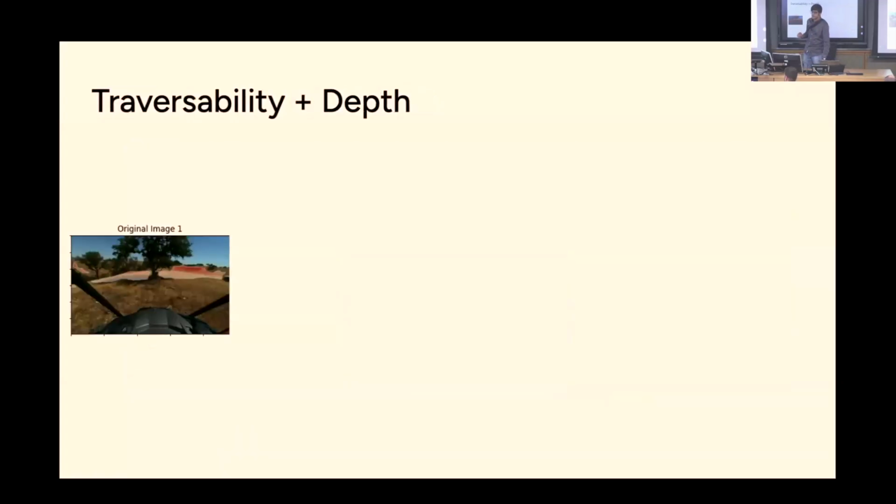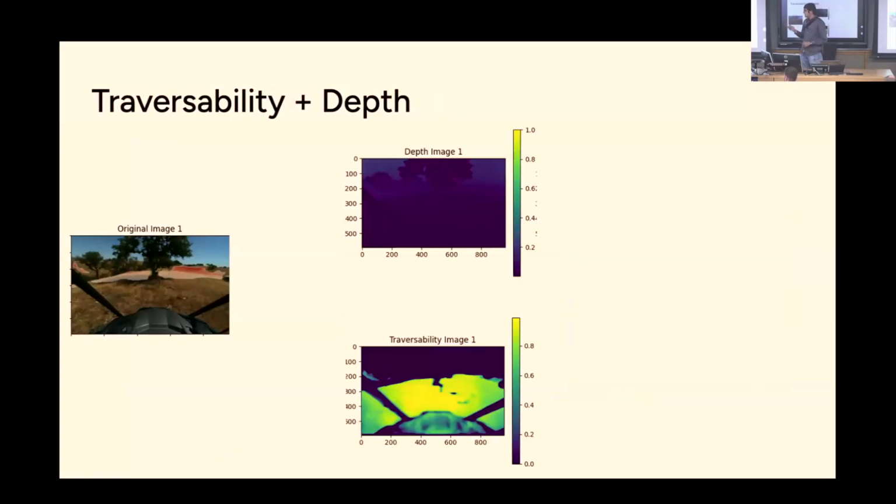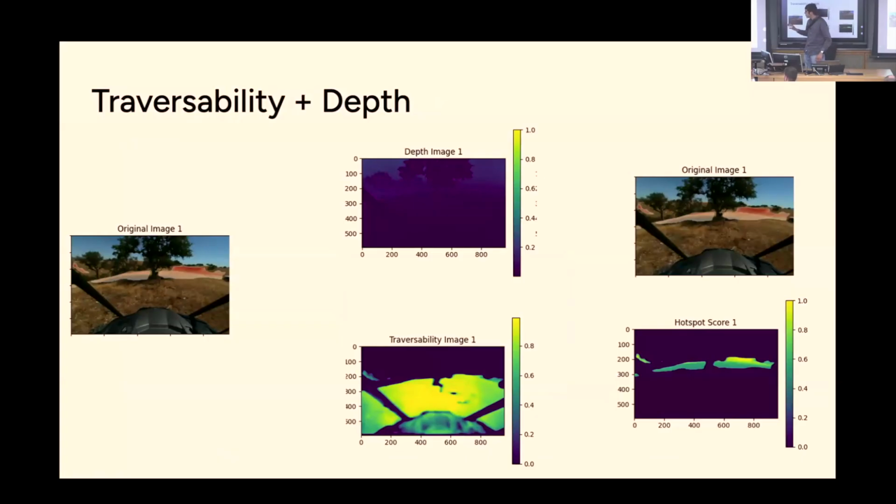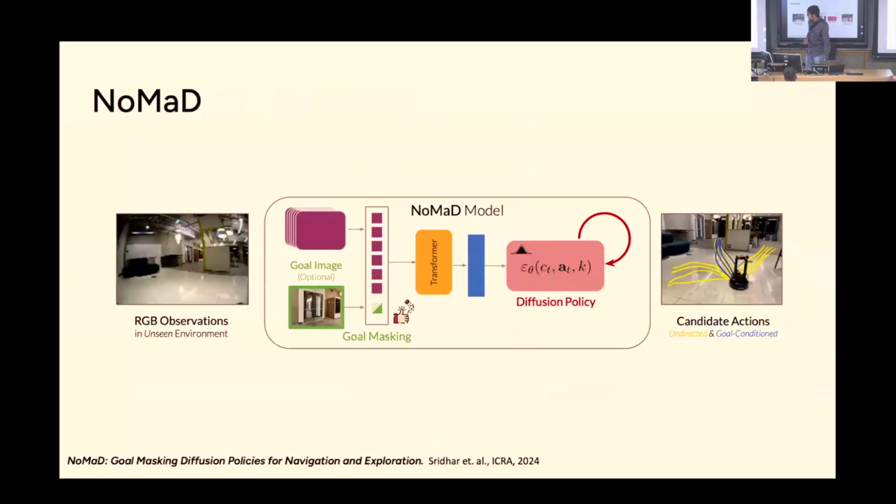One is the traversability plus depth baseline. You take a depth estimation model and a traversability estimation model, and you combine these scores to get these hotspot scores. The intuition in this baseline is that an affordable frontier is something that's far away from the robot, but also it has to be traversable. The second baseline we try is Nomad. This is a visual navigation system which conditions on the goal image and uses a topological graph for navigation.